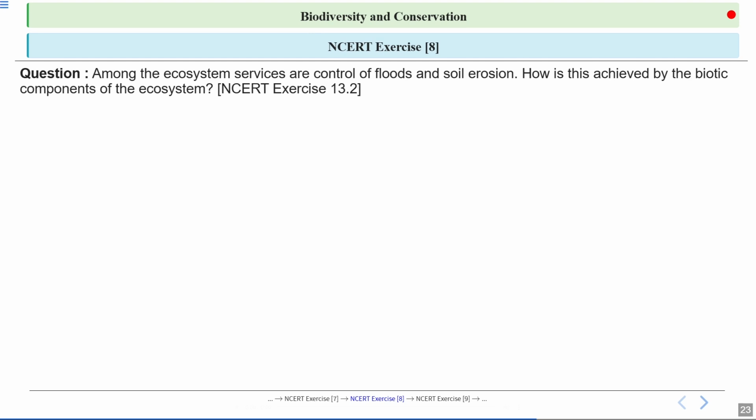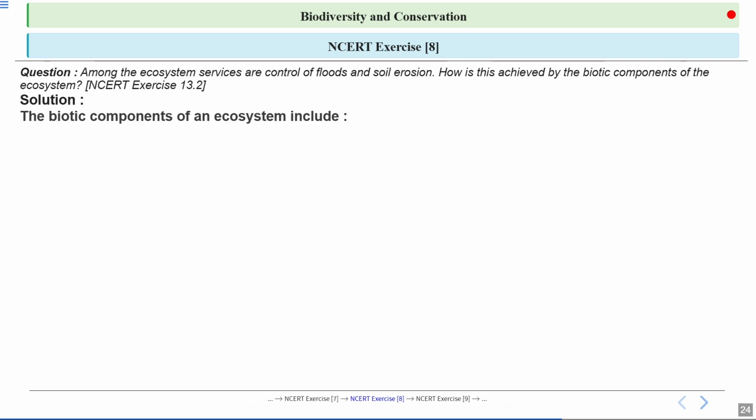Next question: among the ecosystem services are control of floods and soil erosion. How is this achieved by the biotic components of the ecosystem? So they are talking about the ecosystem services here, and then they are asking how this is achieved by the biotic components of the ecosystem. Biotic components mean living components of the ecosystem. So let's have a look at the answer.